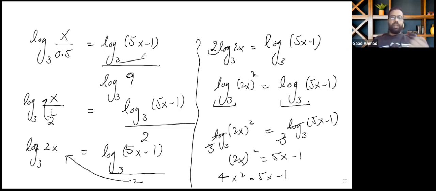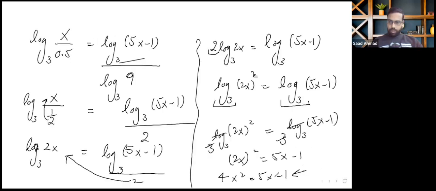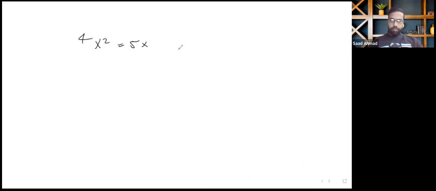We solved this logarithmic problem, and now it's just an equation. It's a quadratic equation. The quadratic equation is 4x squared plus 5x. Wait a second. It was 5x minus 1. So you move that to the other side.